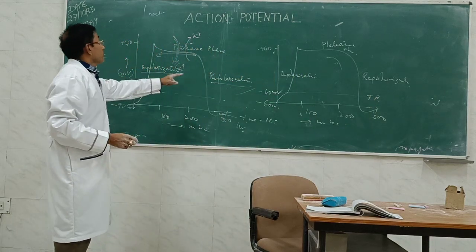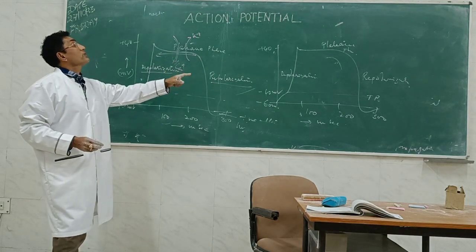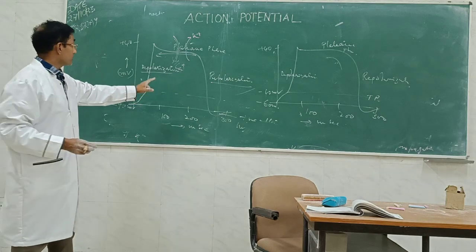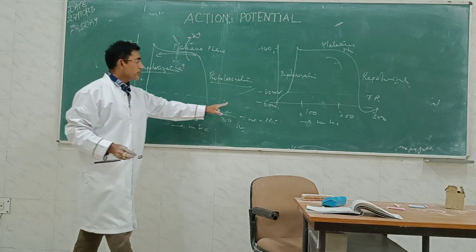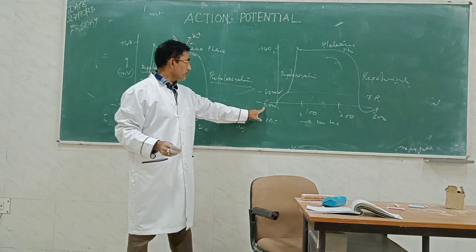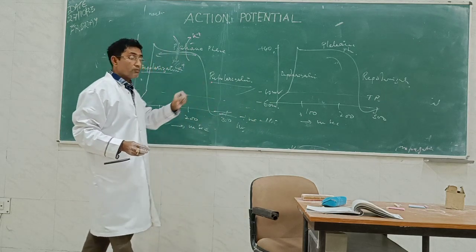Here also we have similar types of phases. We have depolarization, plateau phase, repolarization, and positive after hyperpolarization, just like cardiac muscle. And the duration also remains the same, but the only big difference we can see here is that the resting membrane potential in smooth muscle is minus 60 millivolt.